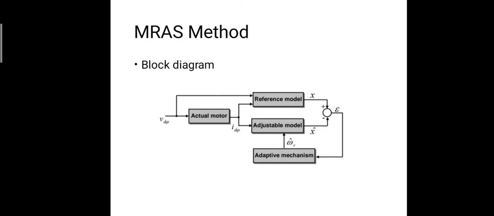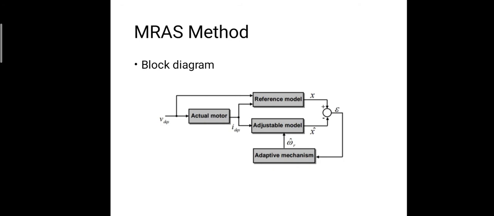Next one is the MRAS method. MRAS means Model Reference Adaptive System. The MRAS speed estimation structure basically consists of a reference model, an adjustable model and an adaptive mechanism. The reference model, which is independent of the rotor speed, calculates the stator variable X from the terminal voltage and current. The adjustable model, which is dependent on the rotor speed, estimates the stator variable X vector. The error E between the calculated and estimated variables is then used to drive an adaptation mechanism which generates the estimated speed omega r for the adjustable model, as shown in the block diagram.